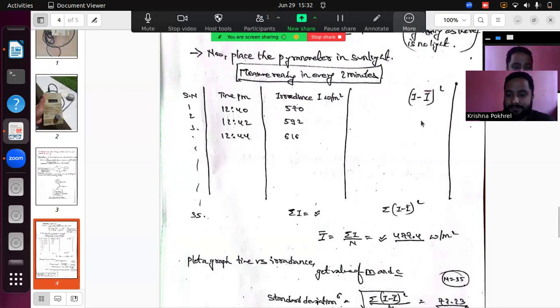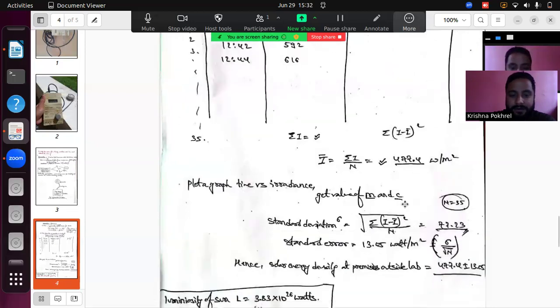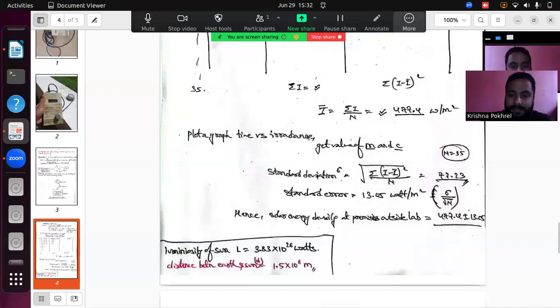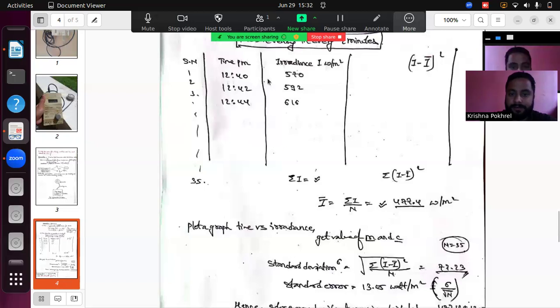That means this is the average value, and you will get the average value over here. Plot a graph of time versus irradiance. Whatever data you get, from that graph you will get the value of m and c, the slope and the y-intercept c. That is dy by dx, but we'll not focus on that here. We can plot the data we have got, time versus irradiance. We have the values for time and for irradiance.